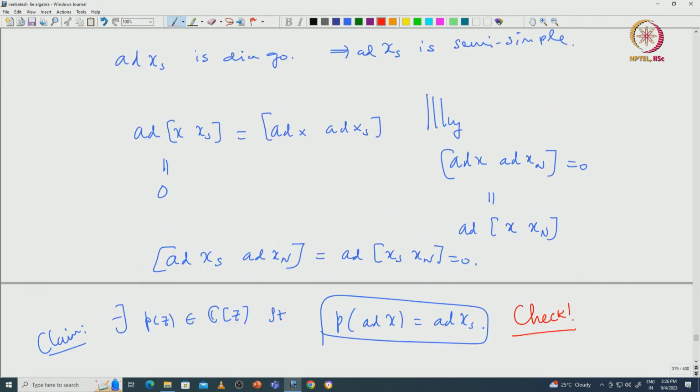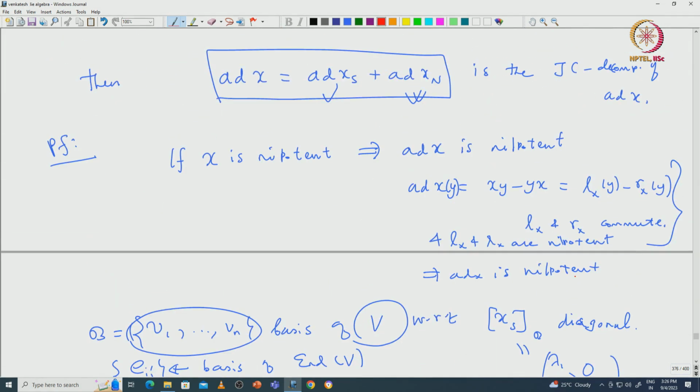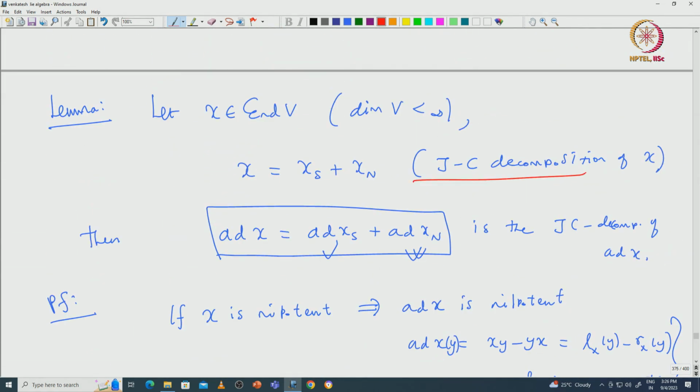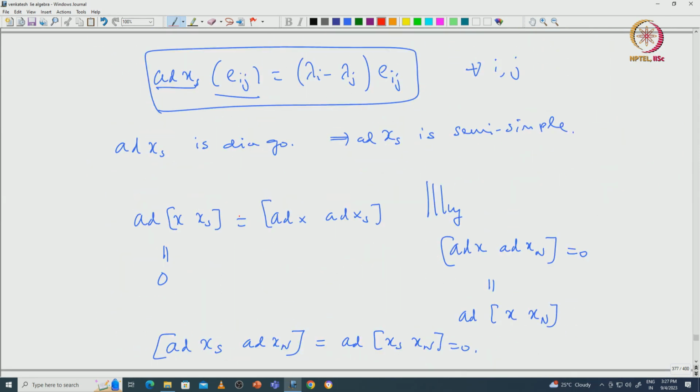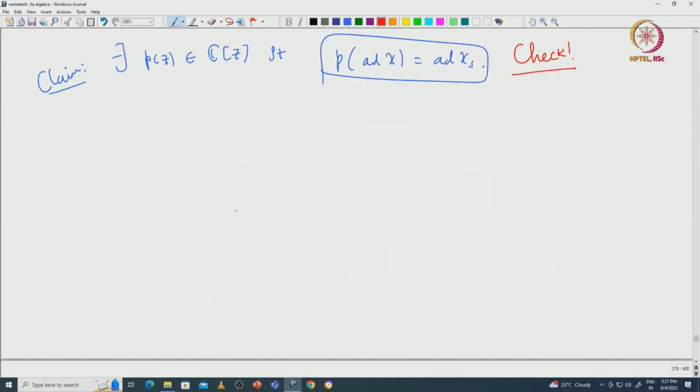Okay. So now this proves that given this Jordan-Chevalley decomposition of this x, we will be able to get the Jordan-Chevalley decomposition of this ad x. Okay. So now we will actually go back and verify one of the facts, which again appears very similar to the one that we specified now.